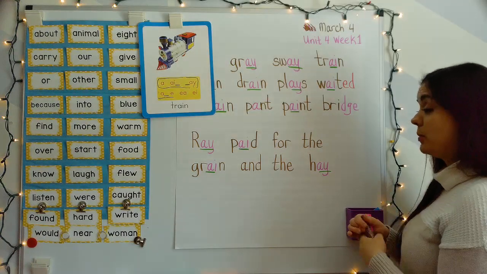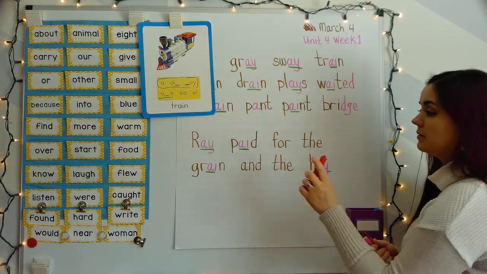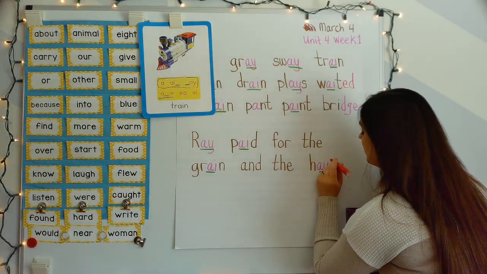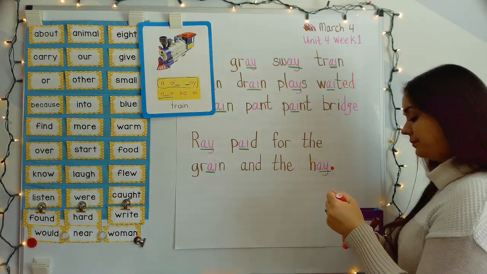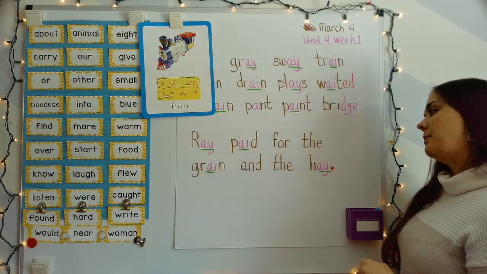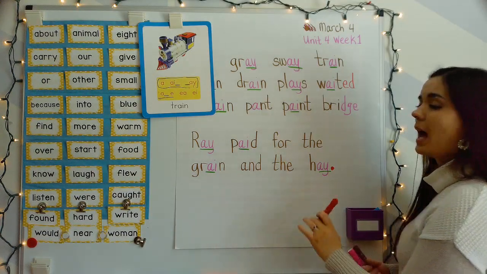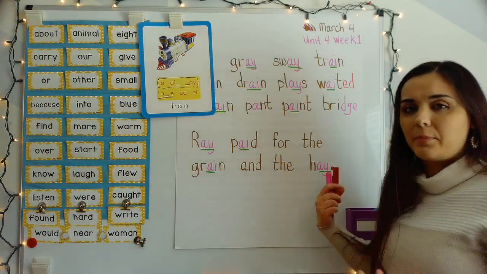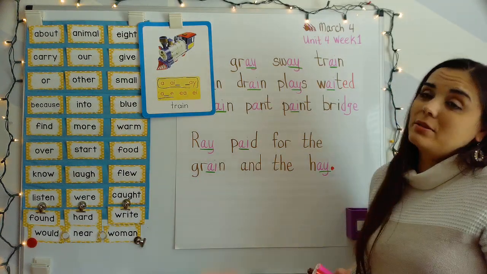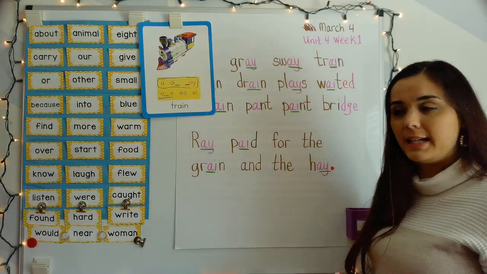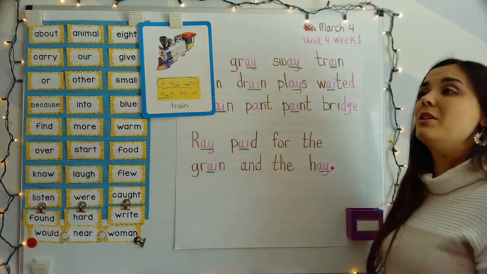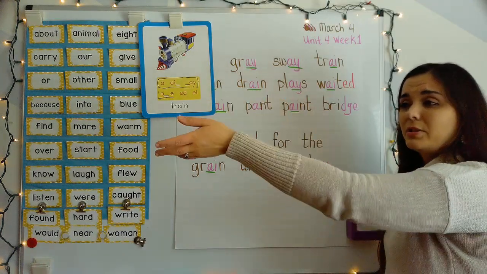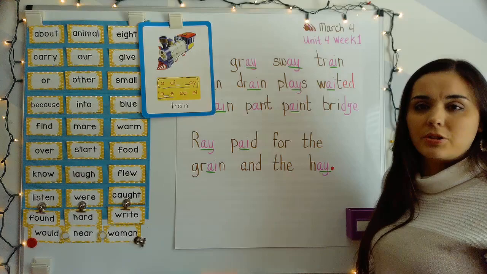So let's look for punctuation. This sentence would probably just have a period. It's just telling what Ray did. I mean, it could have an exclamation point. If it had an exclamation point, it would be because you are surprised that Ray paid for this grain. Maybe it wasn't really Ray's job to pay for it, but he did anyways. Like, gosh, can you believe it? Ray paid for that grain. He wasn't supposed to. It was supposed to be the owner of the ranch or something like that.